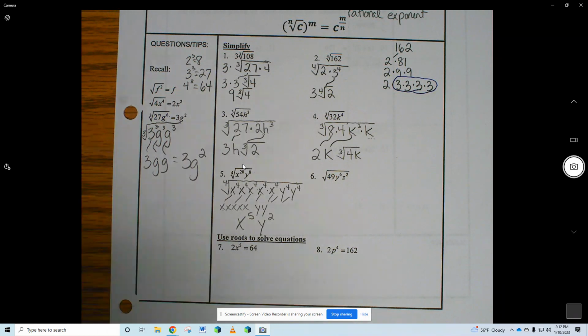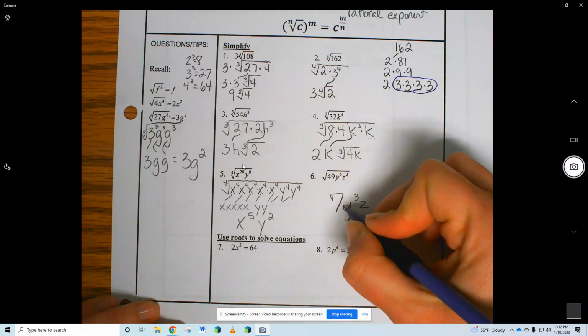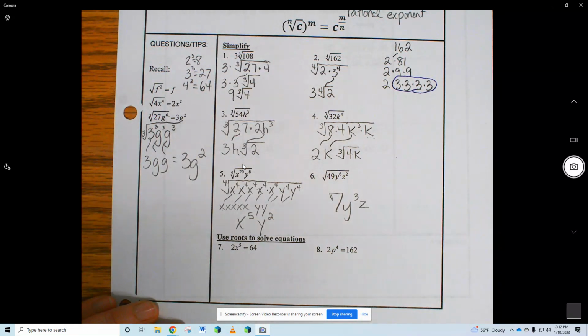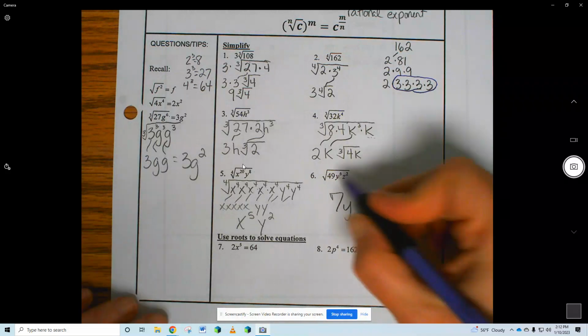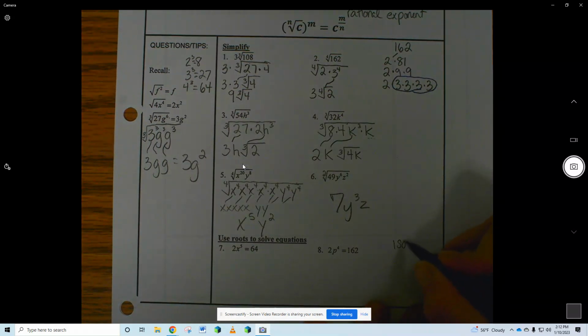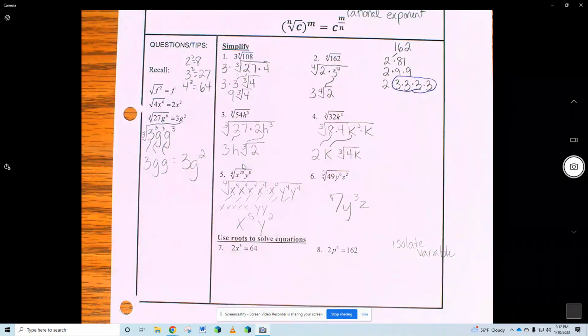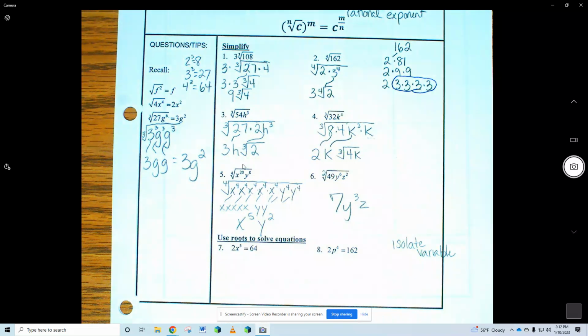All right, here we go. Did you get 7y cubed times z? It was a square root. All right, 7 and 8. Isolate. Let me write that on the side. Isolate the variable. There's going to be some division that needs to occur, and then I'm going to root both sides.